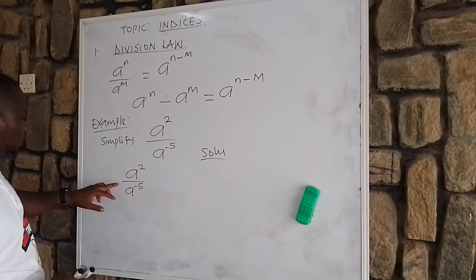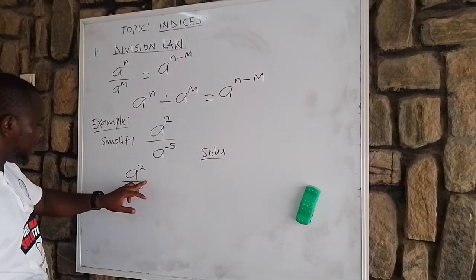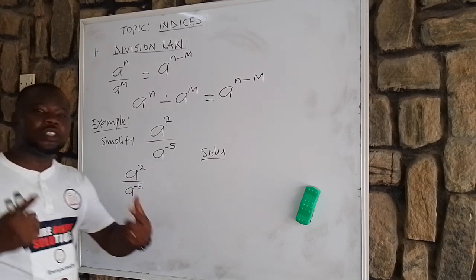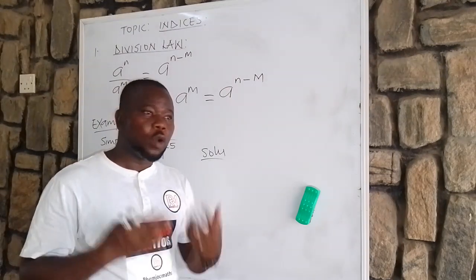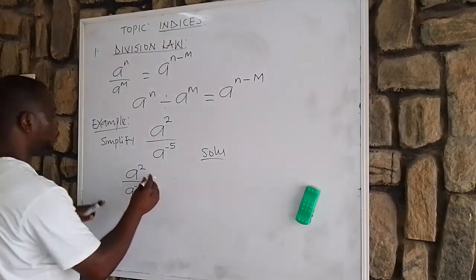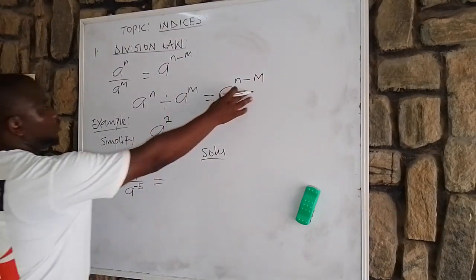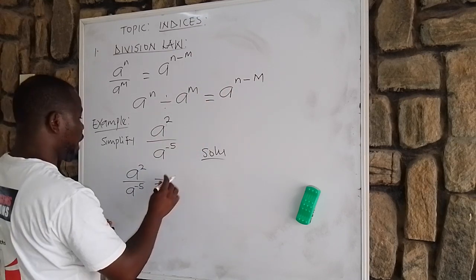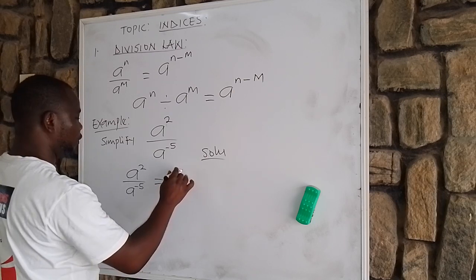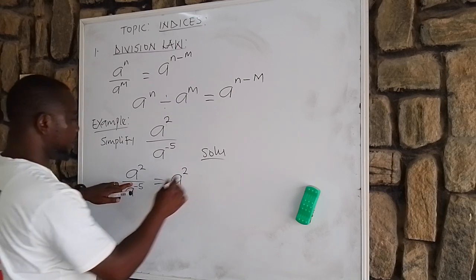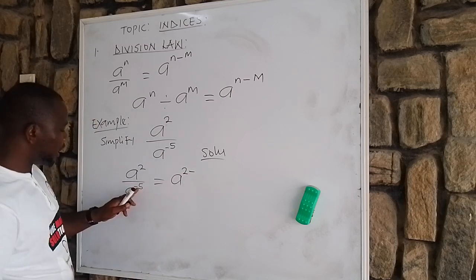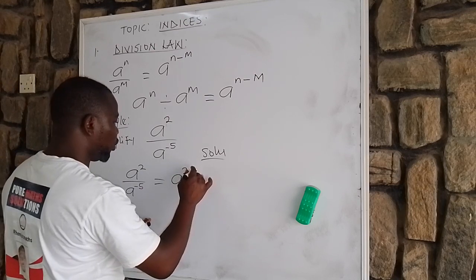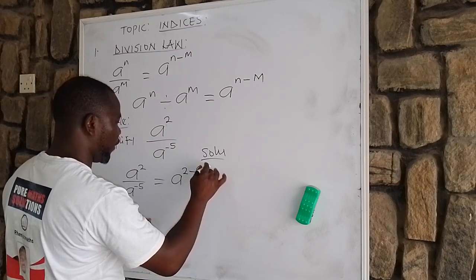You don't need a prophet to tell you. As long as the operation in between them is a division sign, you are going to apply division law. So by applying division law, we are going to do the same thing. Since the bases are the same, here we will have a raised to the powers of 2 minus, since it is division, minus, note that the powers of the denominator has negative sign, so you must put bracket minus 5.